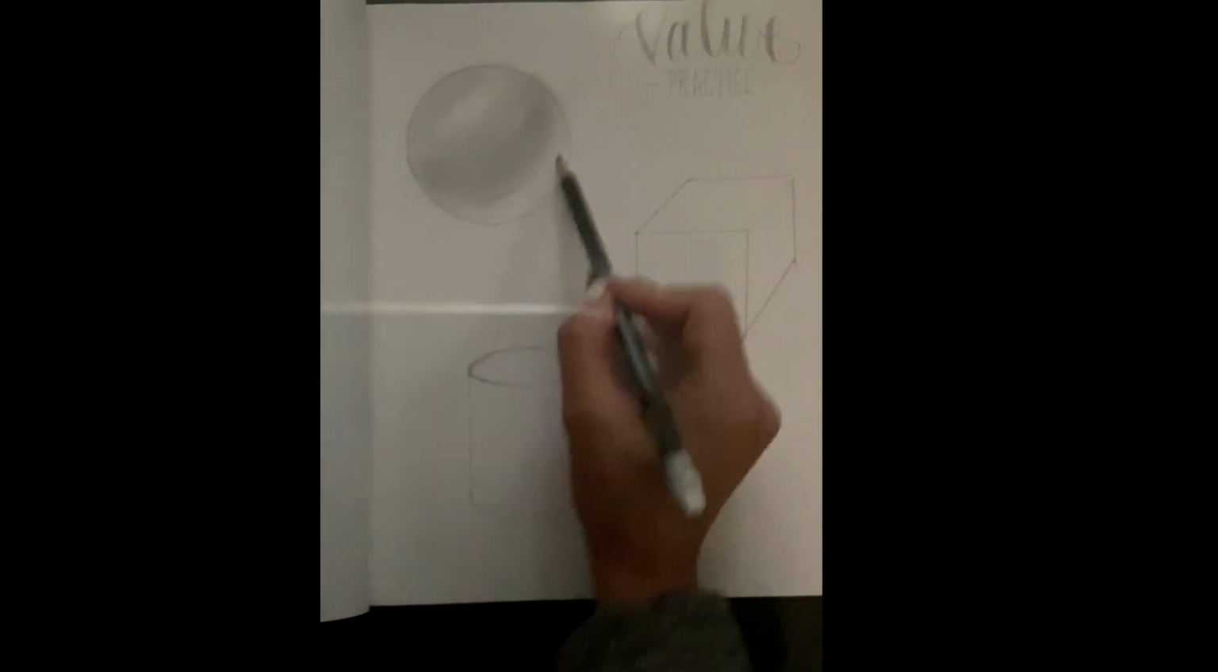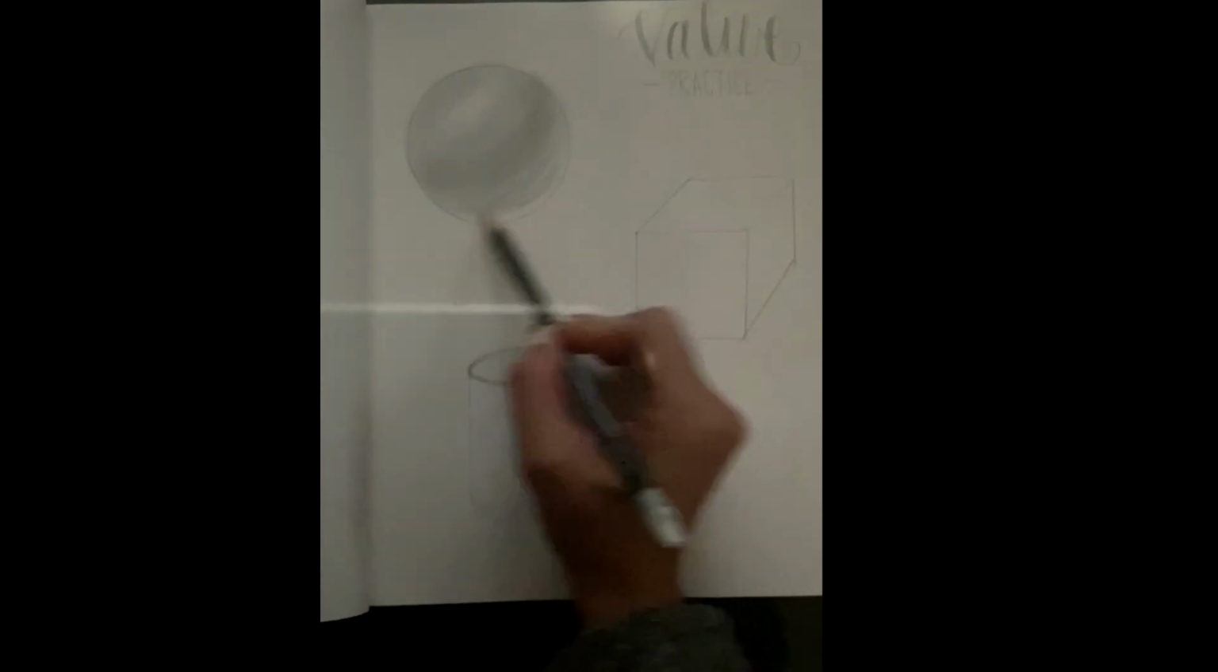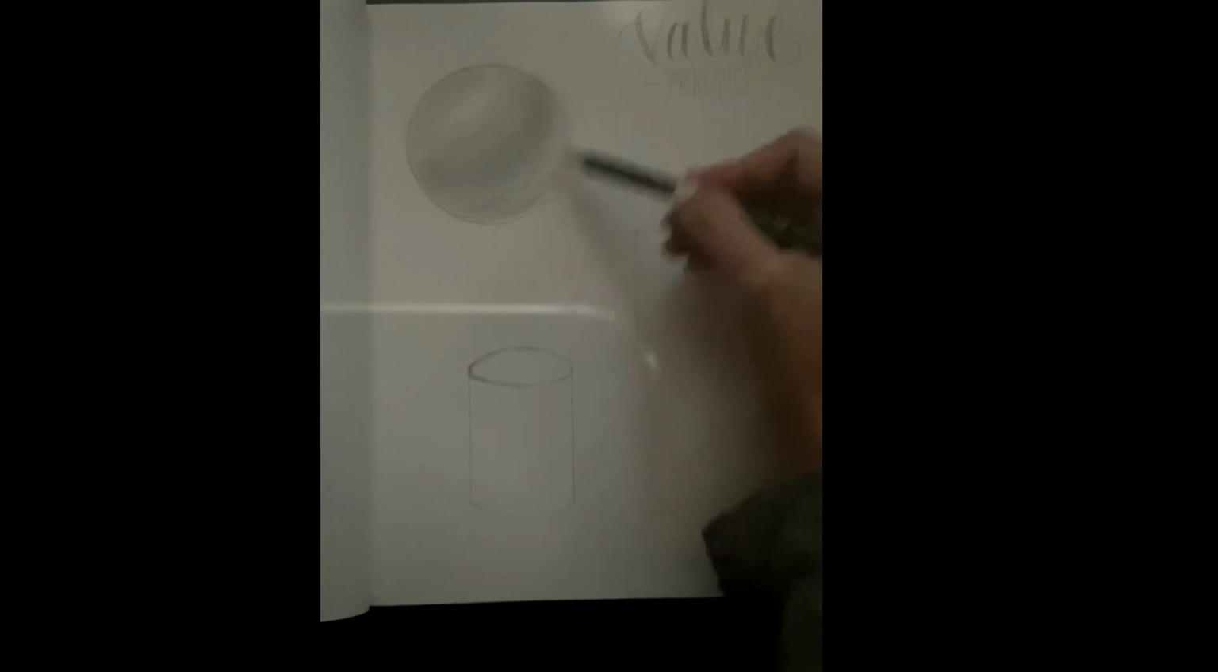You can use a finger, Q-tip, tissue, anything that you feel more comfortable with, even the blending tool. For me, it's just easier to switch from the pencil to my finger and continue going. Again, you're going really dark, closer to the bottom of the sphere.